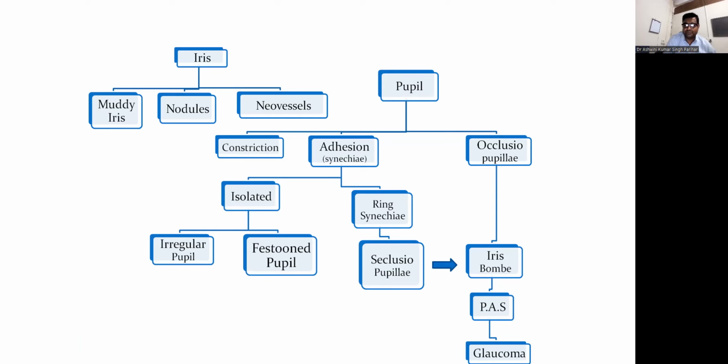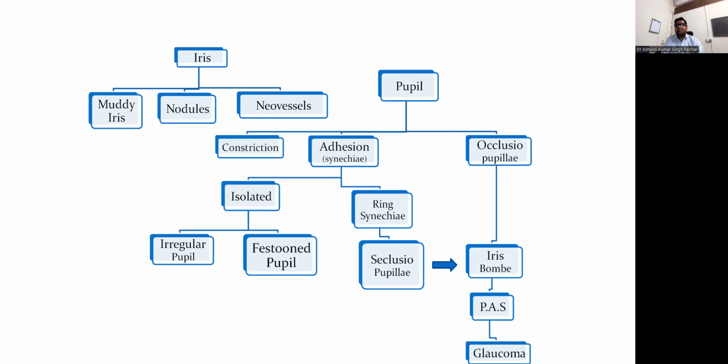And if posterior 360-degree synechiae are formed, then it will lead to ring synechiae, and that will cause seclusio pupillae. Seclusio pupillae will lead to collection of aqueous in the posterior chamber, behind the iris in front of the lens, which will lead to bulging of the iris and the formation of iris bombe. When iris bombe is formed, it pushes the iris forward and can lead to blockade of the trabecular meshwork due to the formation of peripheral anterior synechiae, and it will obstruct the drainage of the normal aqueous from the anterior chamber, and the patient will develop raised intraocular pressure.